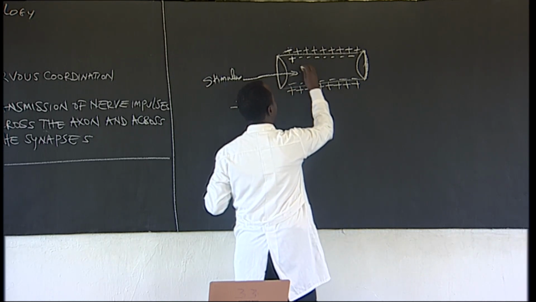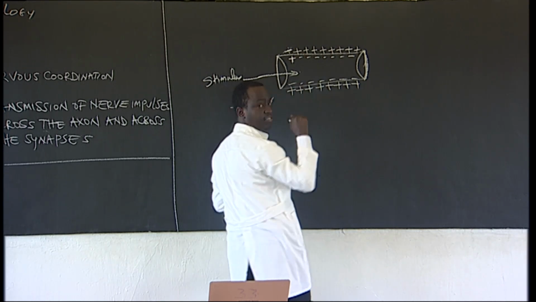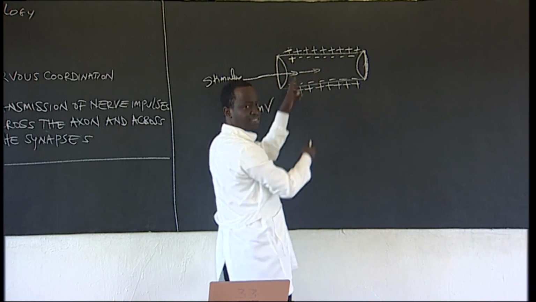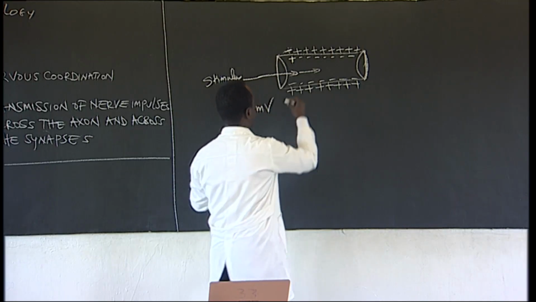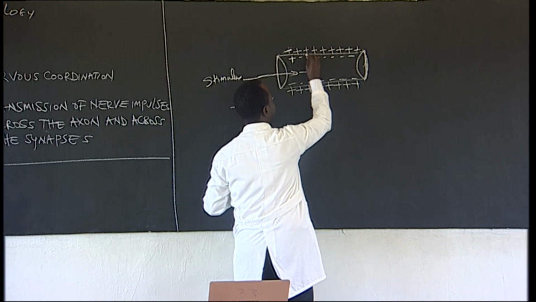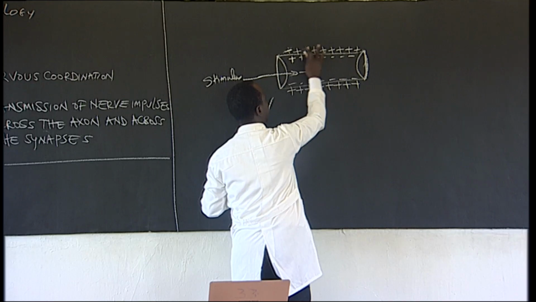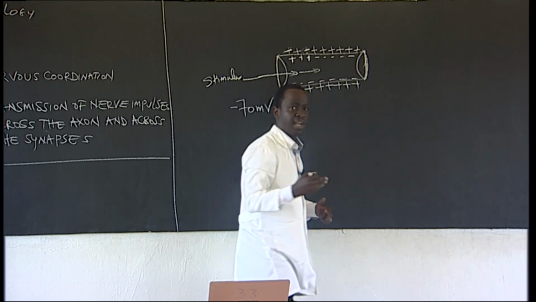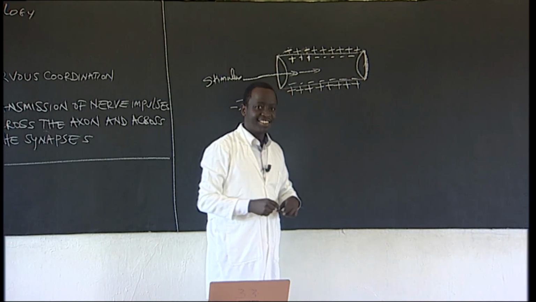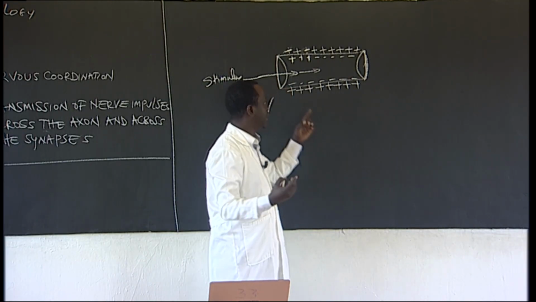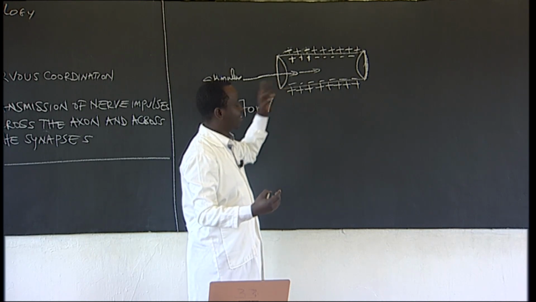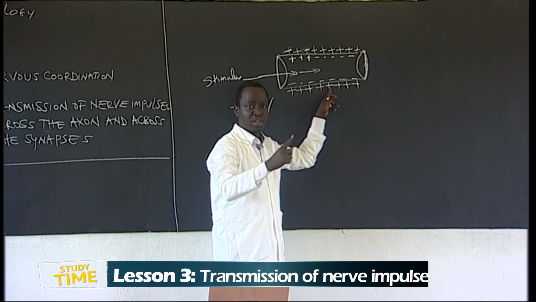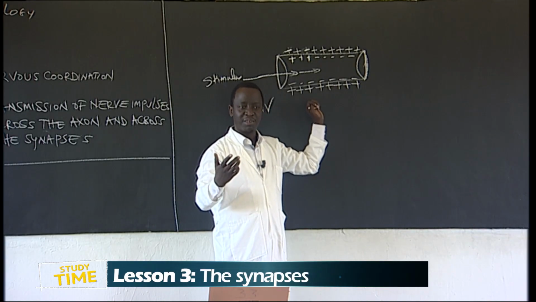Are you getting this? So now, if positive gets inside, the message will continue to pass. After passing here, positive gets in, then on the outside, negative gets outside. So the message can continue like that. Are you getting this? So now we say the axon membrane is depolarized. The action potential can pass from this to the next one, to the next neuron. Are you getting the point?